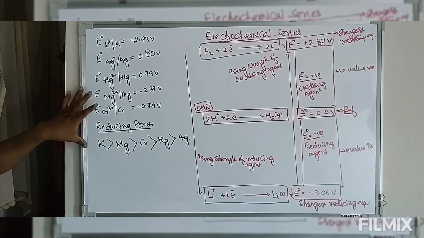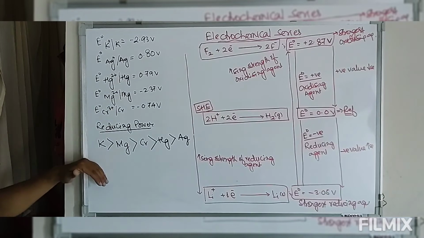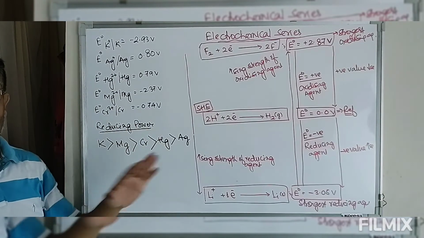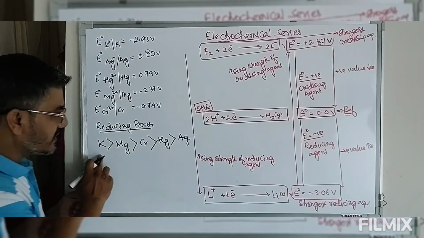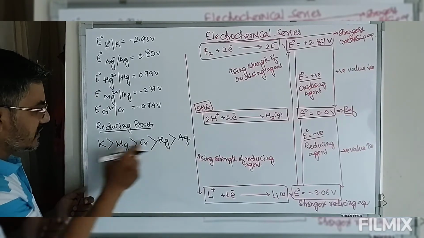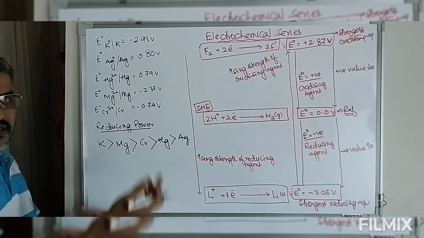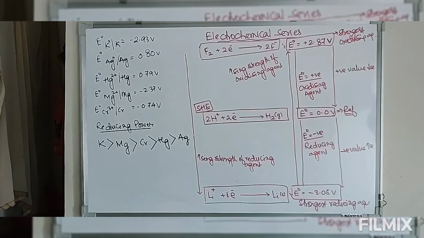So just by looking at this reduction potential, we can arrange them in increasing or decreasing order of reducing character. So this is the decreasing order of reducing character. Increasing means this is the least value, this is the largest value. So this is decreasing order. We can also arrange in terms of increasing order.